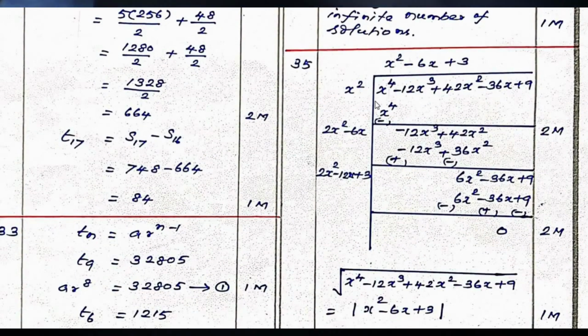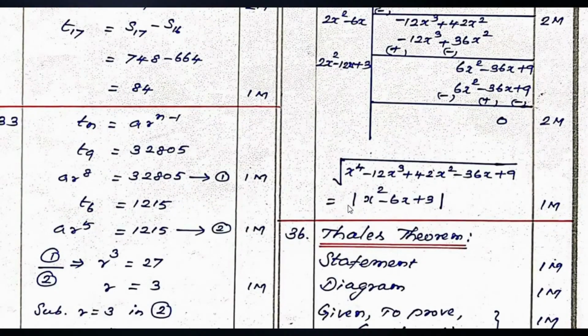35, long division to find the square root sum. In the question paper there is actually a correction. X power 4 has been given as x, I have corrected it and given it. So, find the polynomial square root. For this stage 2 marks, and for this stage 2 marks. Then the square root of the given polynomial is equal to modulus of x square minus 6x plus 3, for this stage 1 mark.